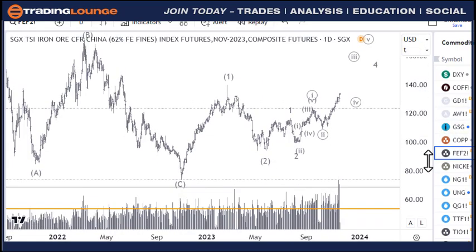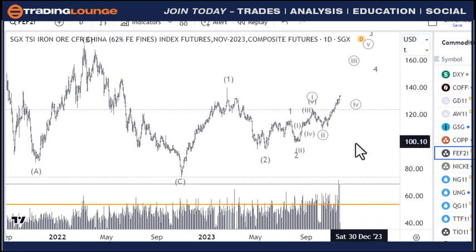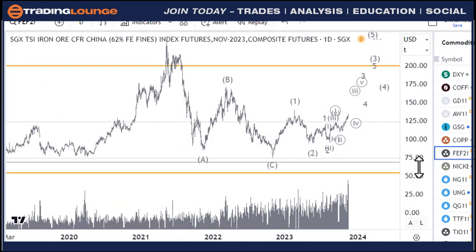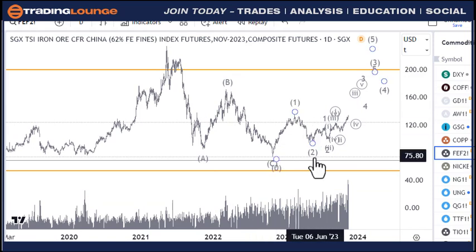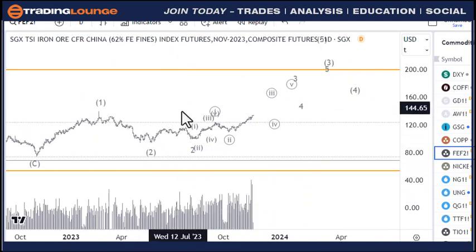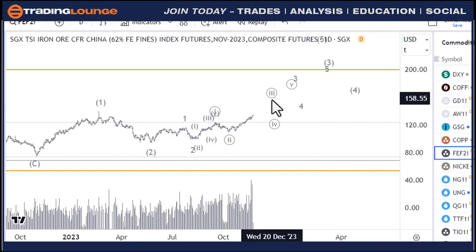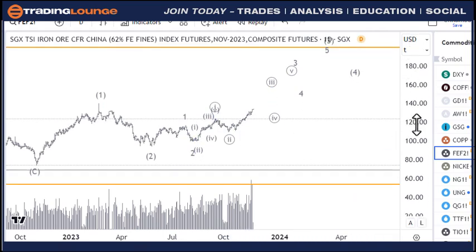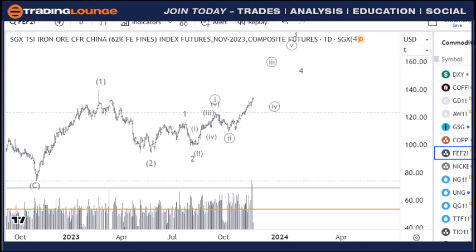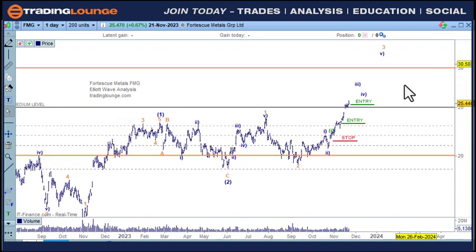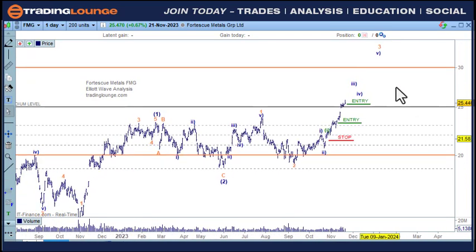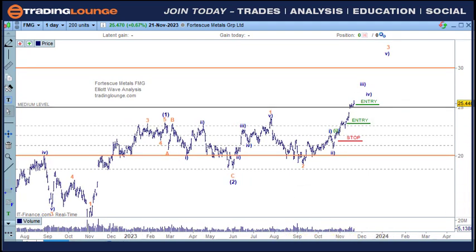So this is in USD here, and this is such a nice pattern. We've got this nice A, B, and C here, and then 1 and 2, and then 1 and 2, and then 1 and 2, and we're in this third wave here. So we can see that in different stocks. Fortescue here is just really pushing off nicely, 1 and 2, 1 and 2, 1 and 2. We're going to be way up here somewhere. Plus, the yields on this stock are fantastic.